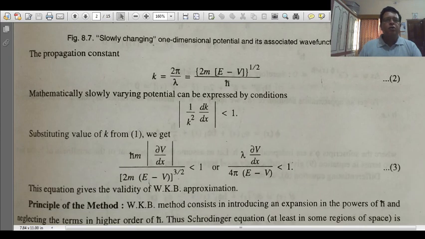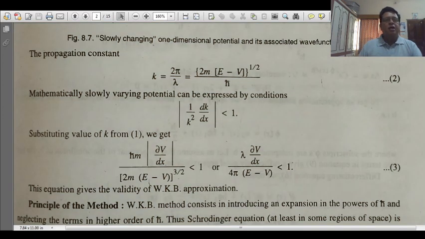Now the propagation constant. You are all familiar with the propagation constant k. k is 2 pi upon lambda, and if we replace the value of lambda, this expression comes: k equal to the square root of 2m(E minus V) upon h cross.